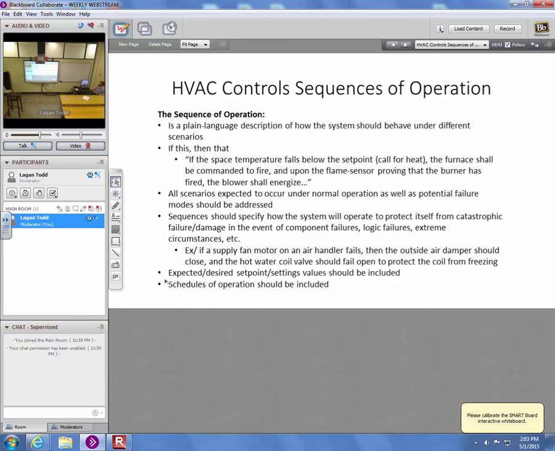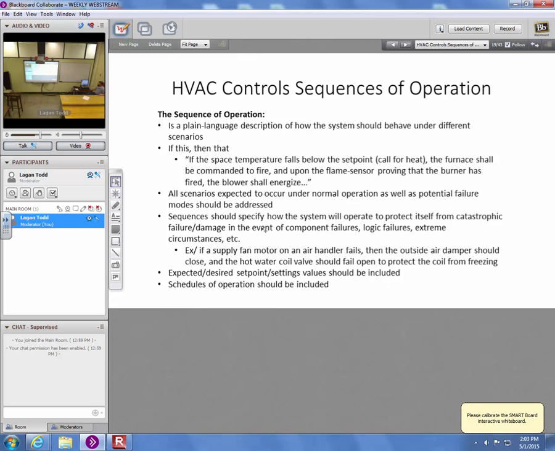So the sequence should also include all the expected or desired set point and settings values. What do you want your discharge air temp set point to be? What do you want the fan status to be during occupied versus unoccupied? Things like that.